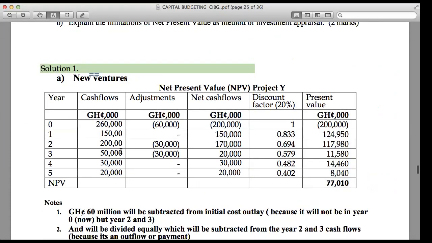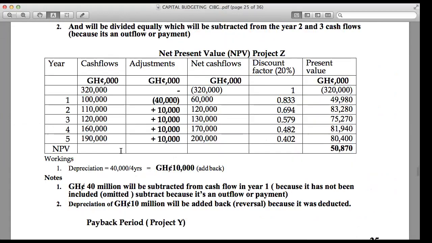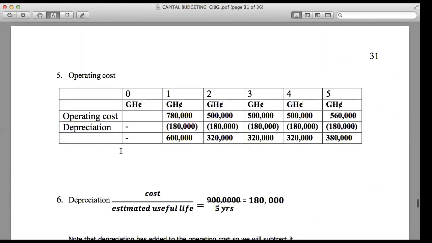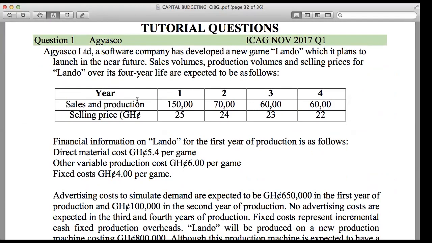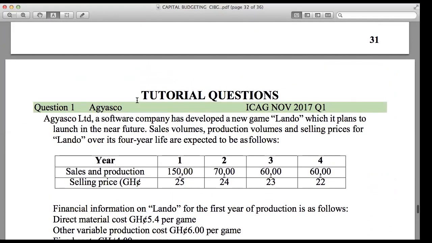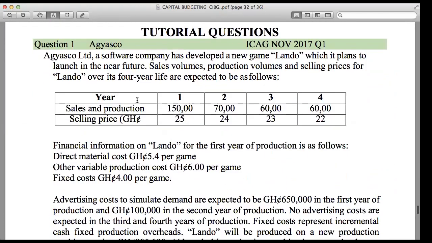Then we go to tutorial questions. That one they don't have solutions. Tutorial questions don't have solutions. That one you have to provide the solution to. Ajasco. I think Ajasco we solved it. That was the question that we solved the other time. Papa Ajasco. It's ICAN November 2017 question 1.